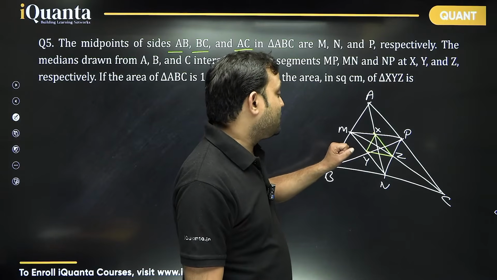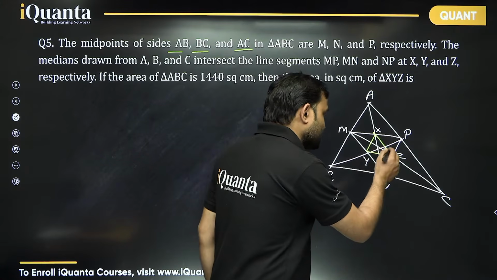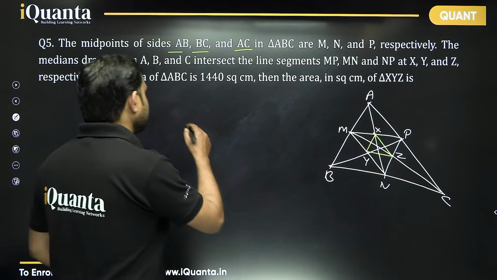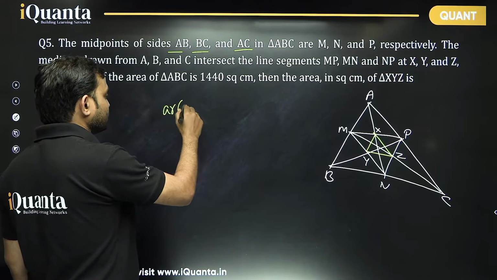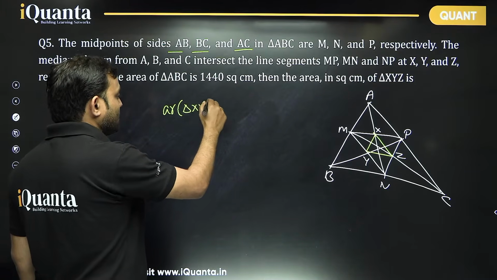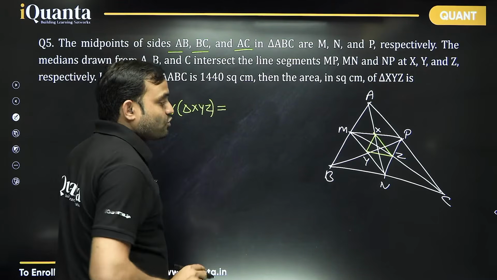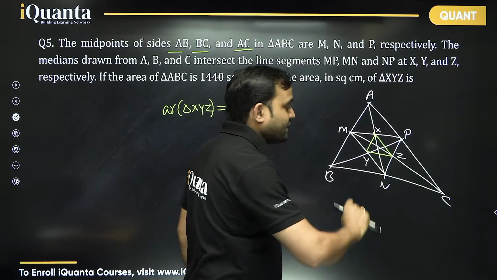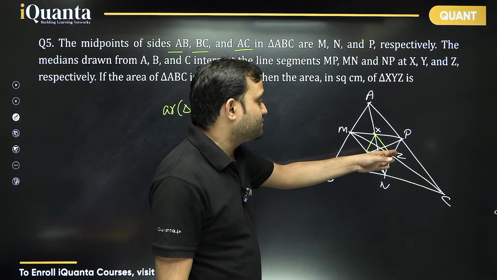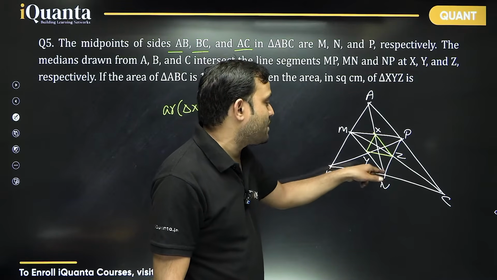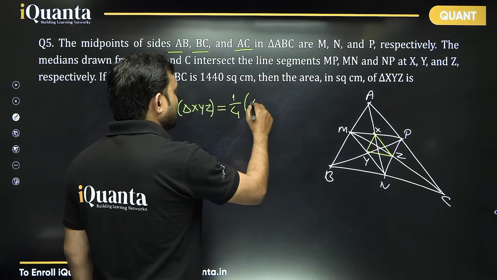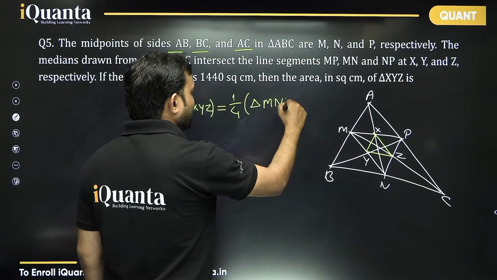So what will be the area of this triangle XYZ? So using midpoint theorem, we can say area of triangle XYZ will be equal to 1/4 because the side length will be half, right? XY will be half of PN and XYZ will be a similar triangle with respect to MNP. So 1/4 of triangle MNP.